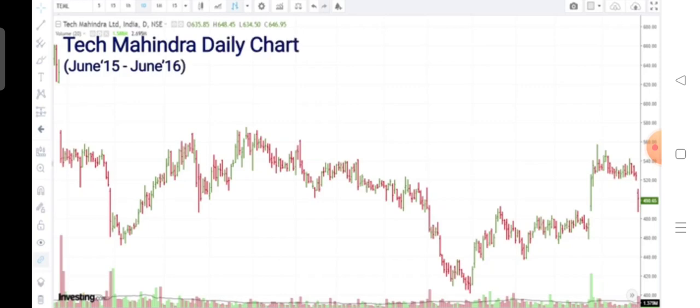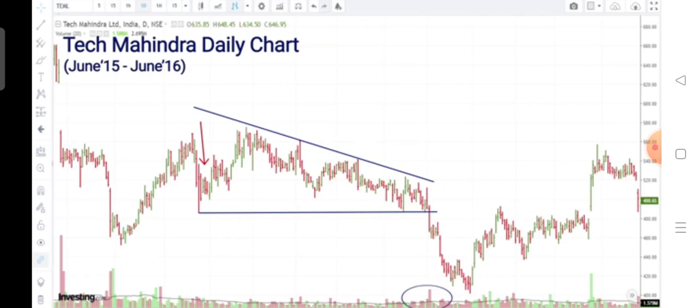Now let us look at a few examples. Here we are looking at the Tech Mahindra daily chart. After the initial down move, a descending triangle was formed, and on the breakdown we could see there was huge volume. So we could understand that the down move coming can be sustainable. Someone could have taken a short trade with a stop loss, and see how the next movement unfolded.